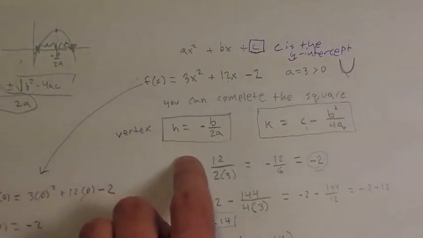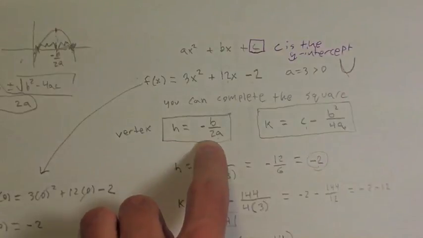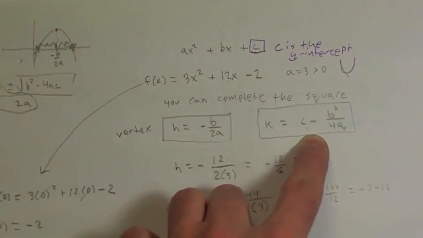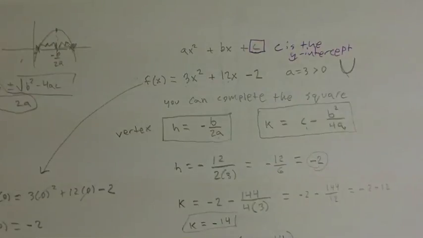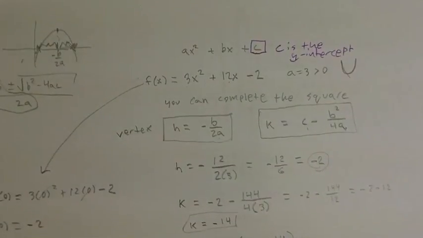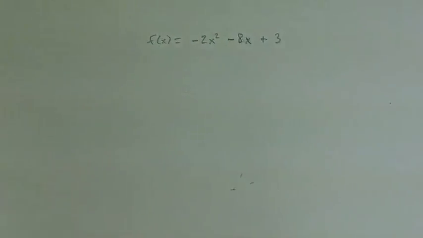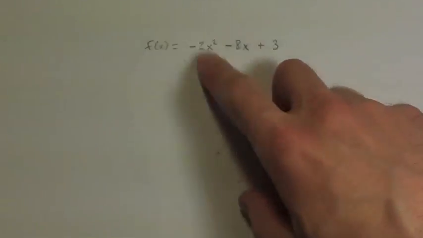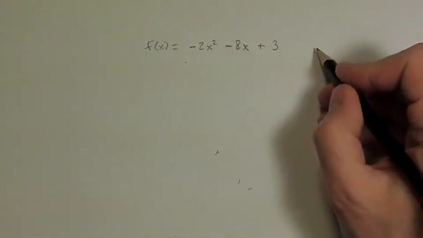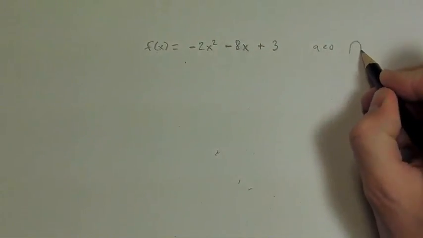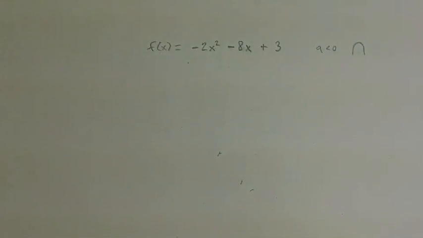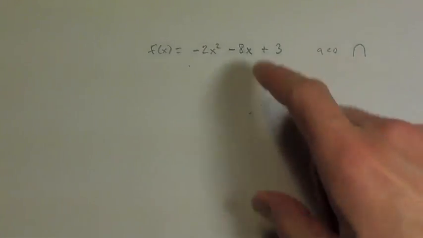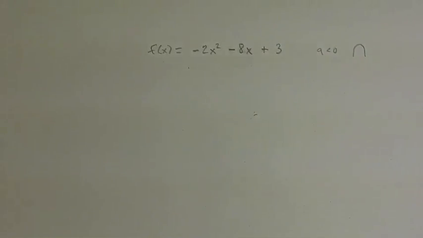Okay, so I'll show these formulas again. H is -b over 2a, k is c minus b squared over 4a. Okay, here's another example. This one, -2x squared minus 8x plus 3. So already my a is negative, so I know we're opening downwards. We have a maximum. That's something we can see just by looking at this.